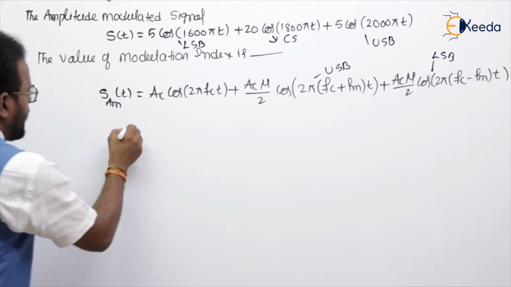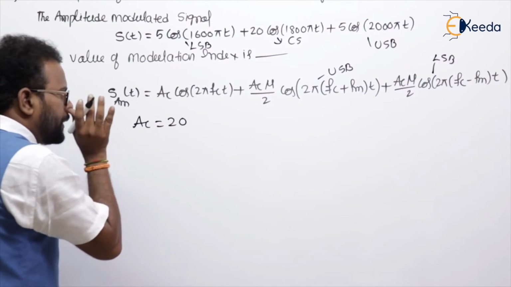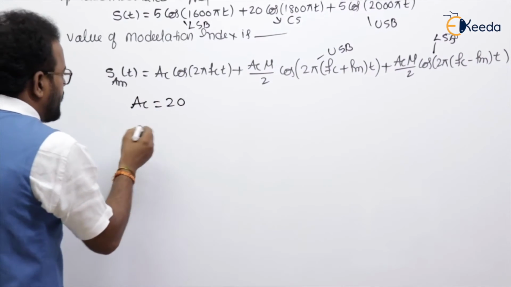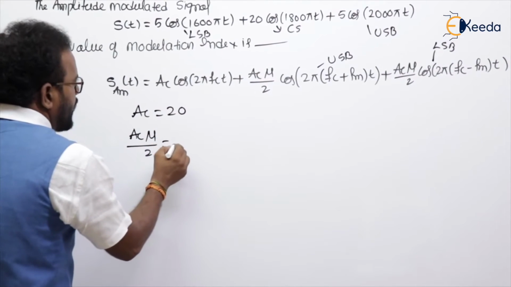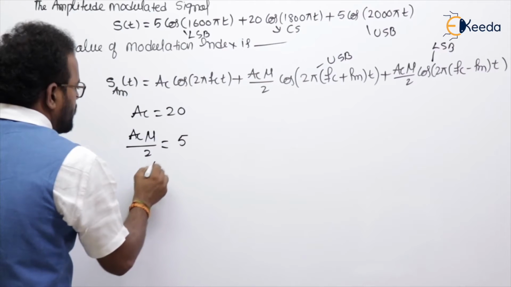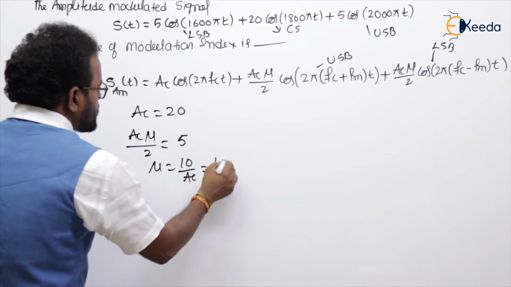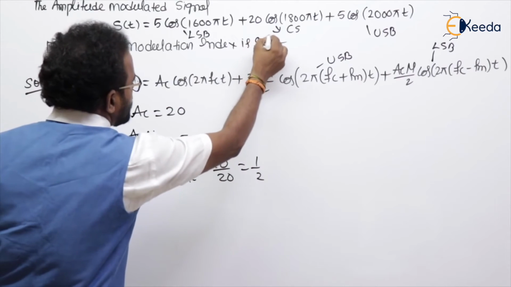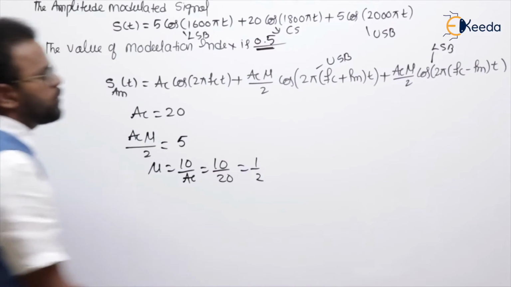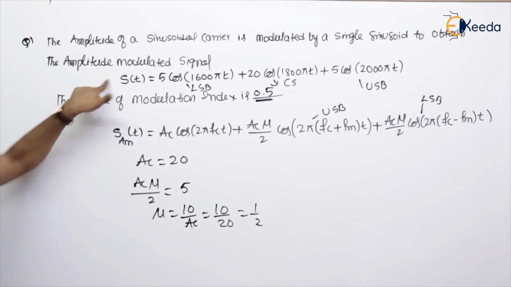First compare the carrier. What is the Ac value? 20. Compare the amplitude of either USB or LSB. USB is Ac mu by 2, and its value is given as 5. So mu value is 10 by Ac. Already Ac value is known, 20. So 1 by 2. So the modulation index is 0.5. You have to type that there. The standard expression of AM, that you have to compare.